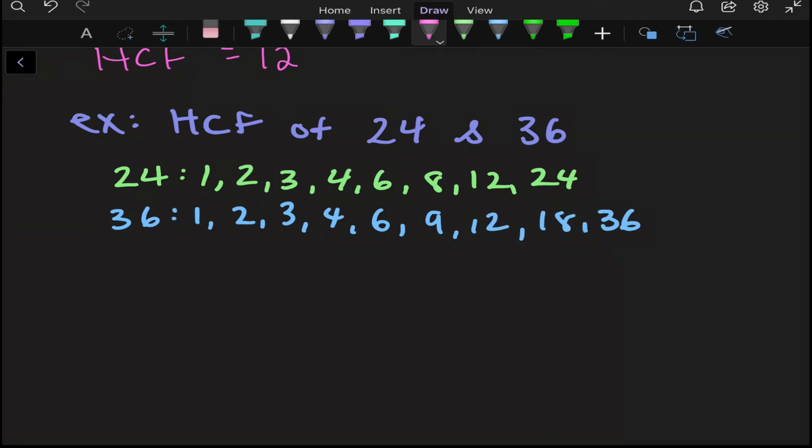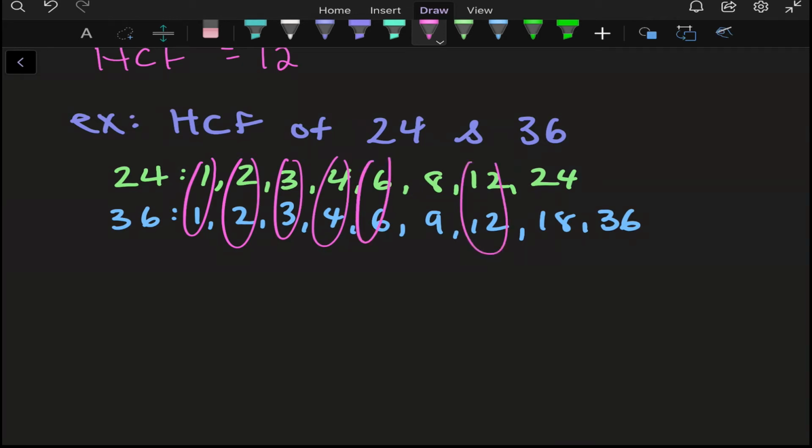Now we can notice here that there's a bunch of similar factors. So 1, 2, 3, 4, they both have 6. They both have 12. But we just want the highest common factor. So again, the highest common factor is equal to 12.